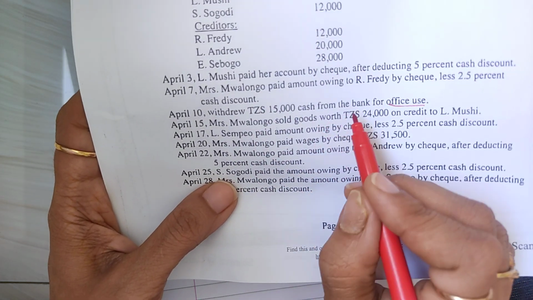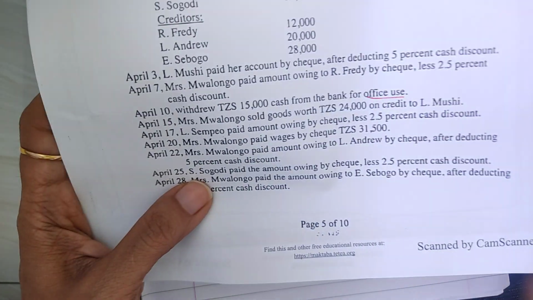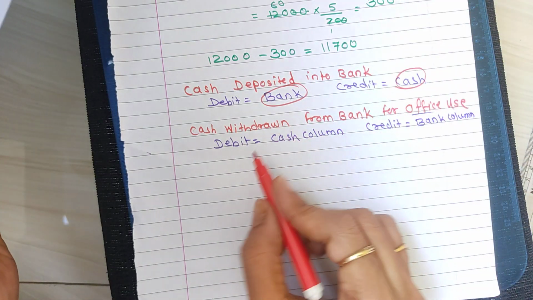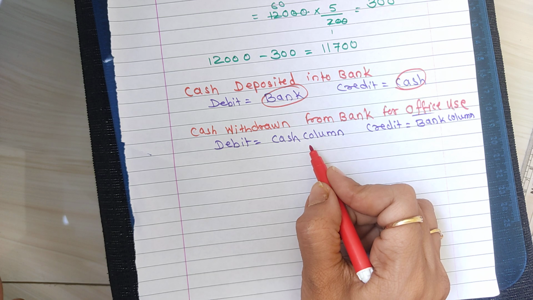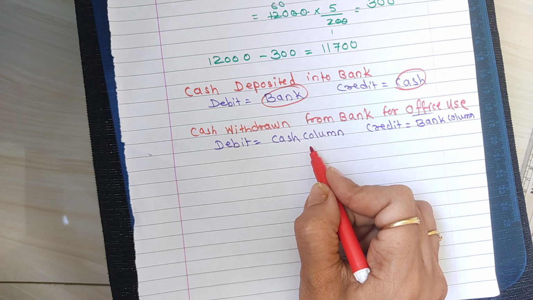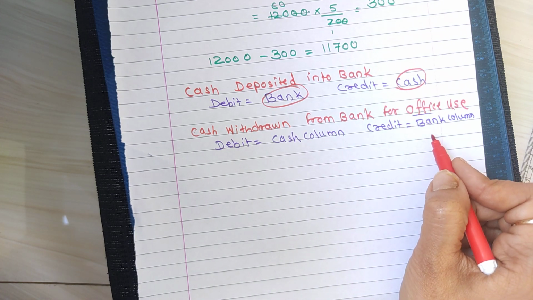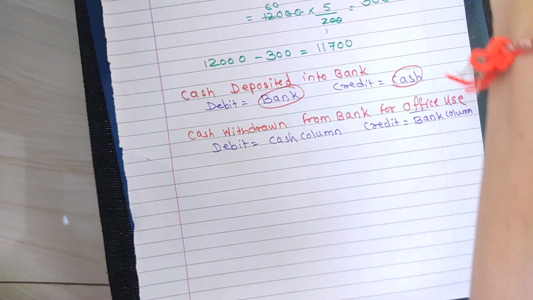Withdraw 15,000 cash from the bank for office use. Withdraw cash. See, withdraw cash means what will be debited? Cash side will be debited and bank side will be credited. Okay, see this contra entry very carefully.